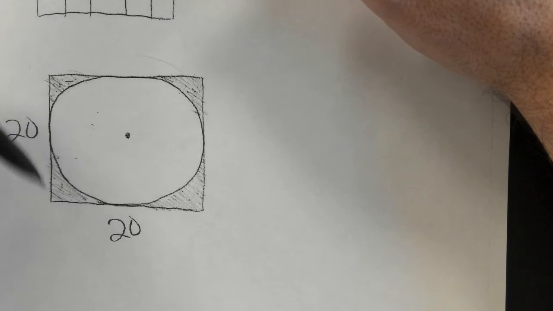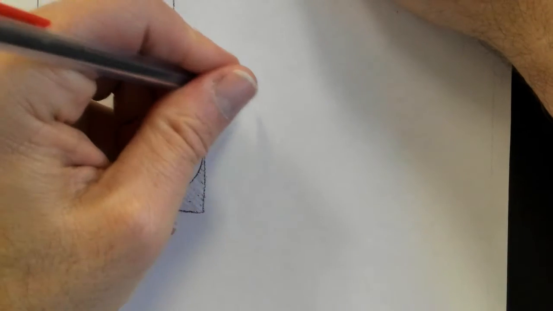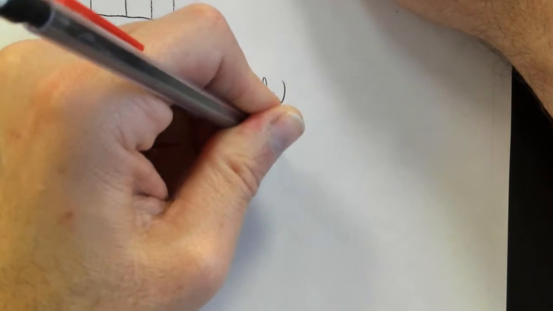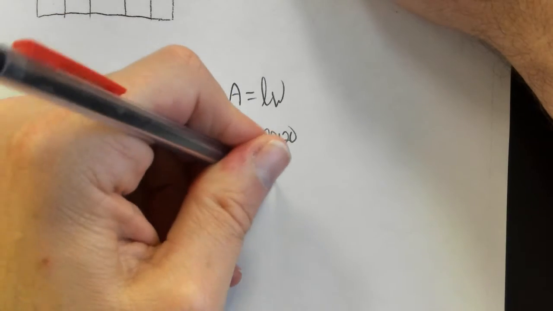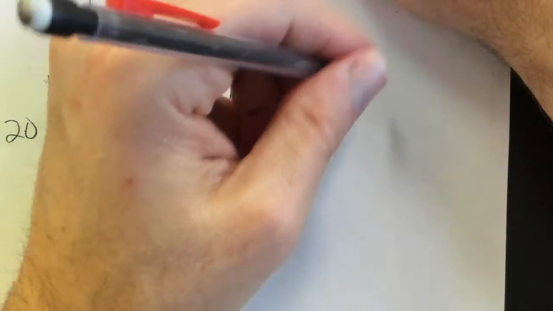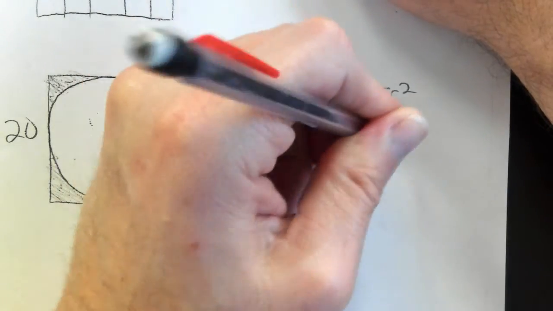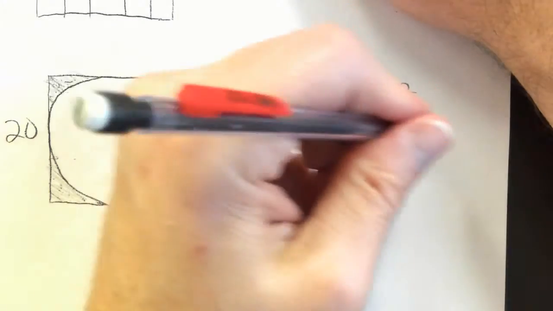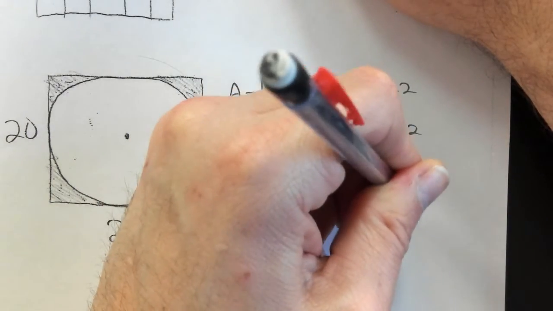Let's do that first. What's the strategy? Find the area of the whole thing, which is the area of the square, and subtract off the empty space, which is the circle. Let's find the area of the square. Length times width, 20 times 20. So the area of the square is 400. Now let's find the area of the circle. Area of the circle is pi r squared. Area equals pi times, let's see what my radius is. If all the way across is 20, my radius is 10. So the area of the circle is 100 pi.